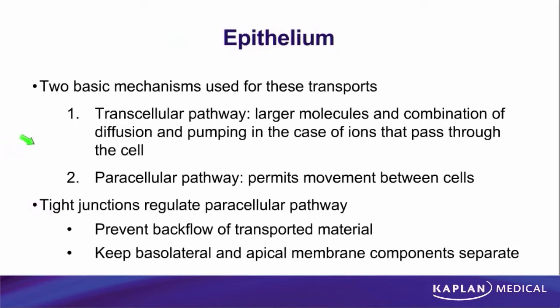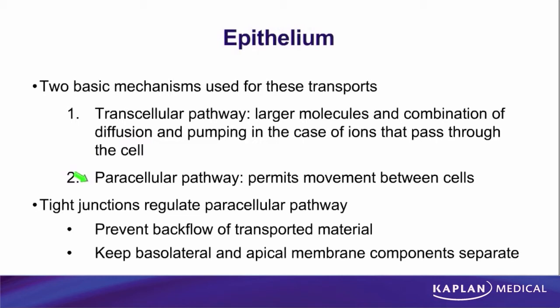One mechanism is called the transcellular pathway, in which the material is being moved through the epithelial cell. In other words, it enters on one side of the epithelial cell, goes through the epithelial cell, and comes out the other side. The other pathway is called the paracellular pathway, in which it doesn't go into the epithelial cell at all, but rather goes around the epithelial cell, passing between epithelial cells.